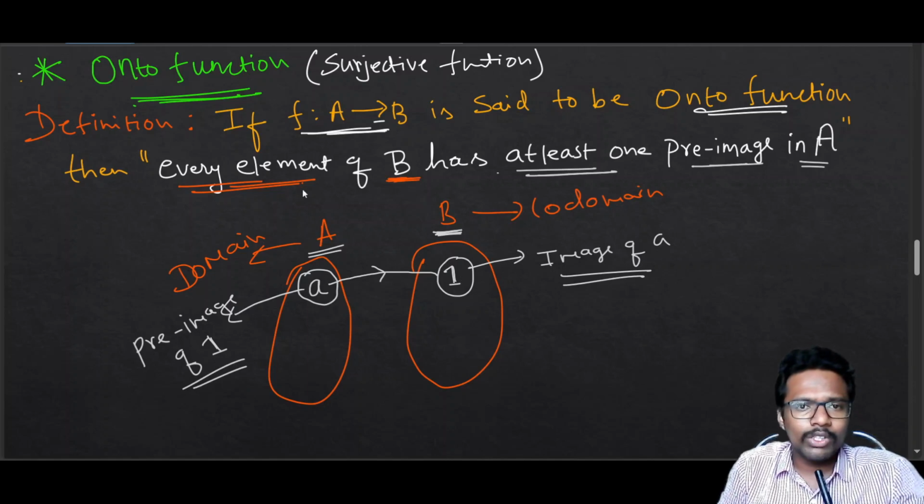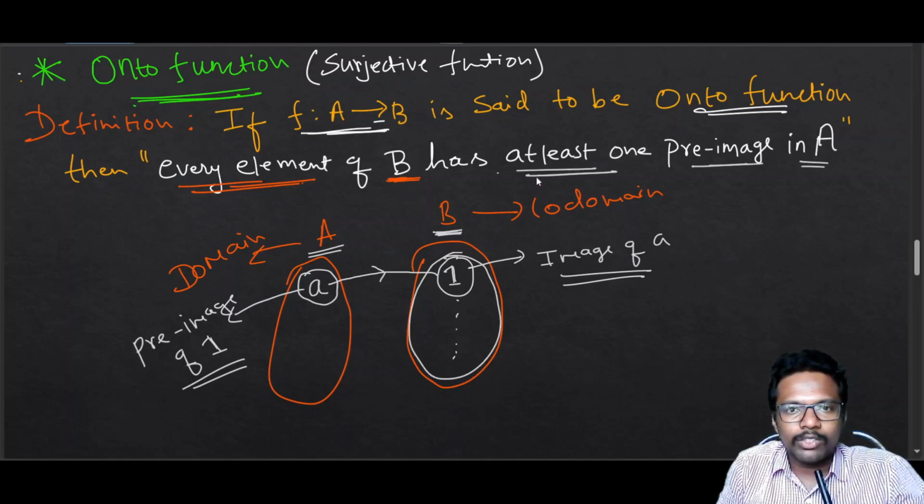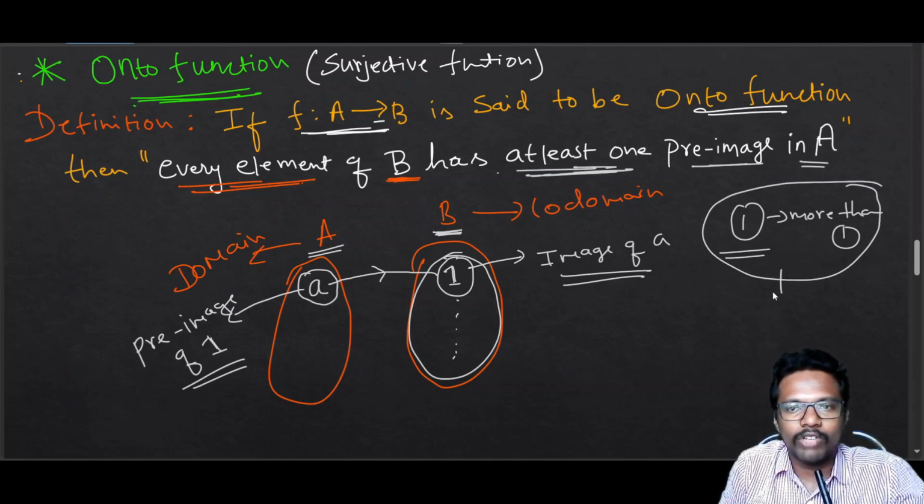So every element of B, whatever elements are contained in B, for every element there should be at least one pre-image in A. At least one means one or more than one. There should be one pre-image or more than one pre-image. It means we should have a minimum of one.